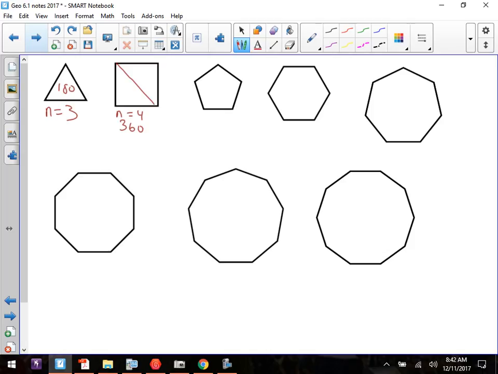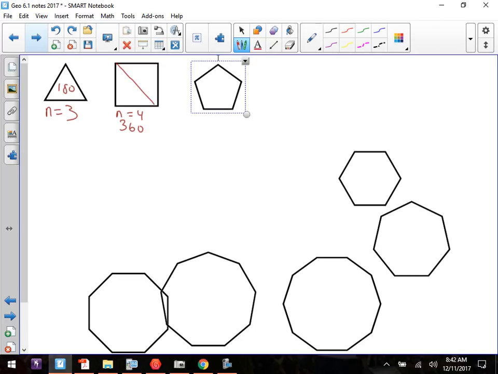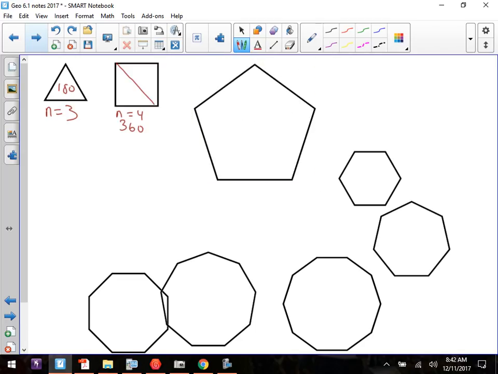If we have 5 sides, how many triangles do you think you can draw with 5? 3, right. We draw in 3 triangles. 1, 2, 3. So you have 180, 180, 180. Well, if you have 5 sides, what's 180 times 3? You're going to need a calculator. Really, really badly. How much was it? 540, good.